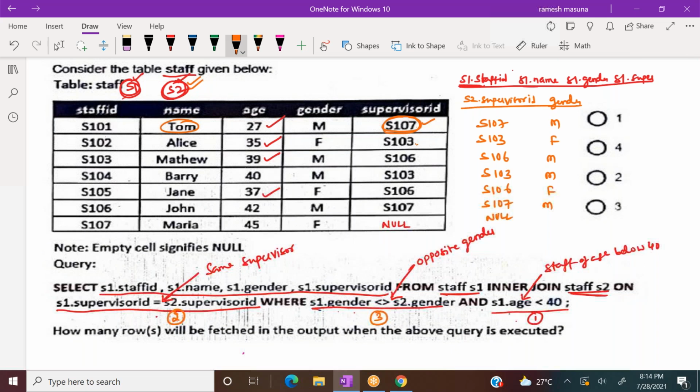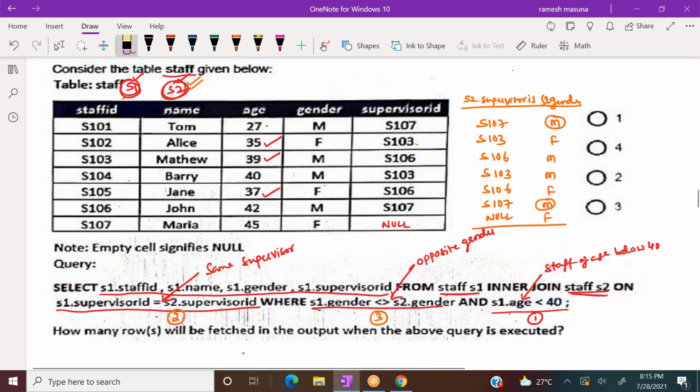So I want to check both conditions simultaneously. Look at S107 is matching with S107. This is one. Look at the conditions. Supervisor IDs are same, but gender should be opposite. Here male, here male. So it is incorrect. It is male and it is also male. It is also incorrect. So this incorrect mapping, first I am cleaning this, means this Tom is not going to be selected in the final output.